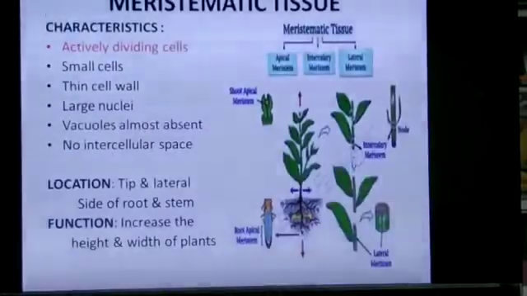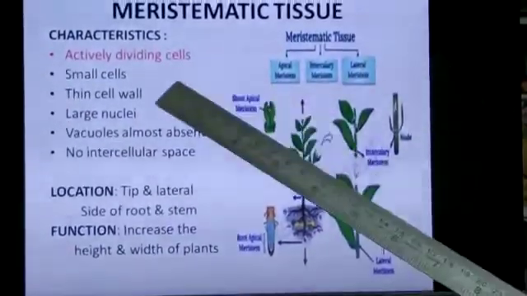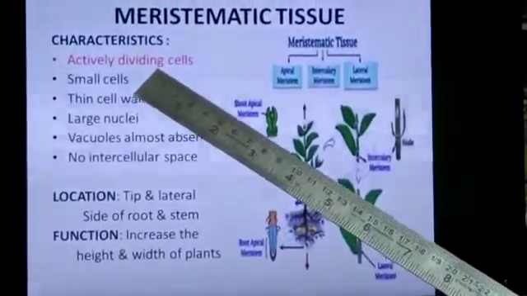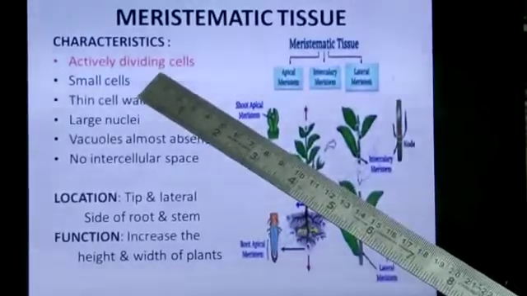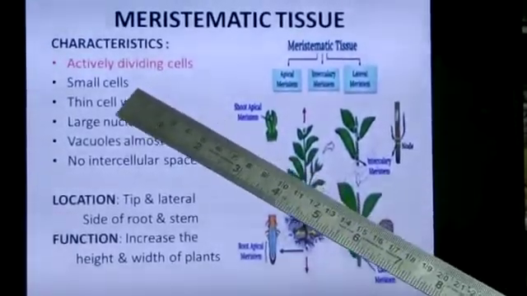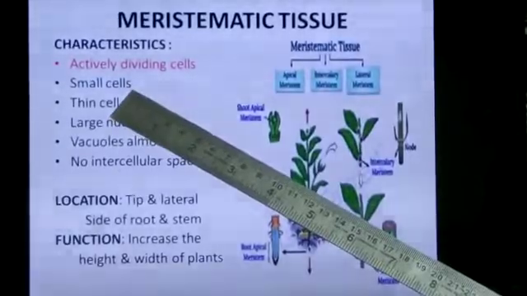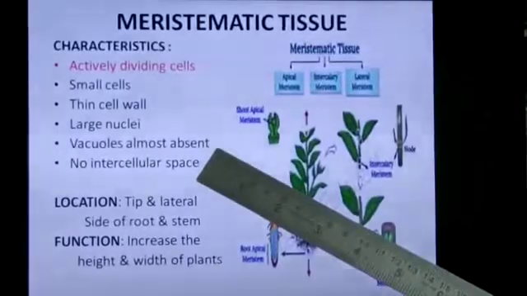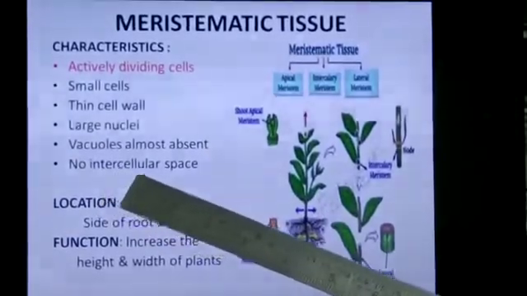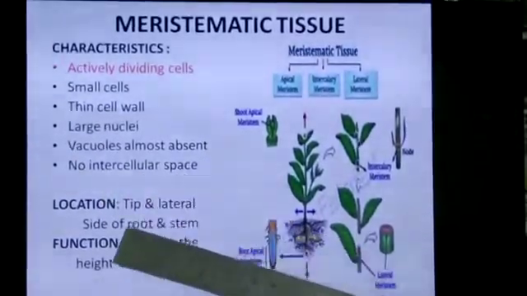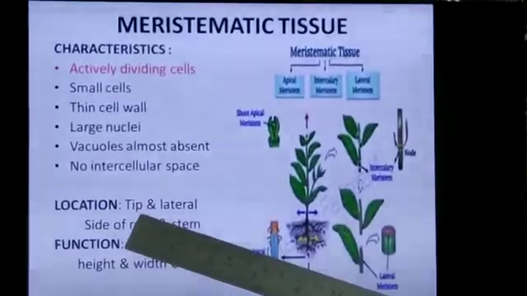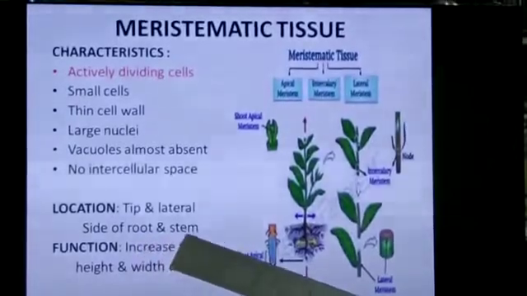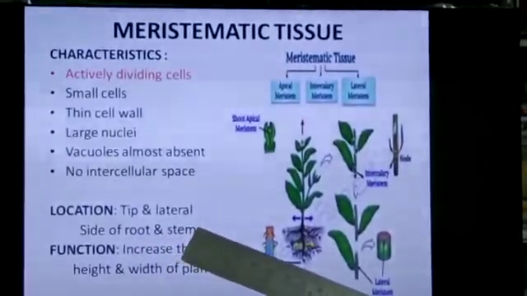We start with the meristematic tissue. Meristematic tissue is characterized by its capacity of actively dividing. They keep dividing and go on adding new cells to the plant. Therefore, they don't grow much in size and these cells are small. They have thin cell wall, large nuclei, vacuoles are absent in them and they do not have intercellular space. The location of meristematic tissue is they are found at the tip and lateral side of root and stem. Because of their location, they get their names.